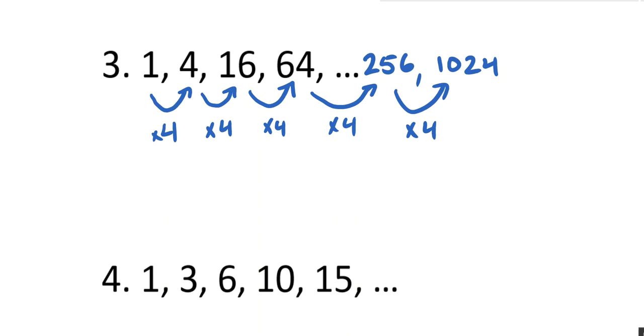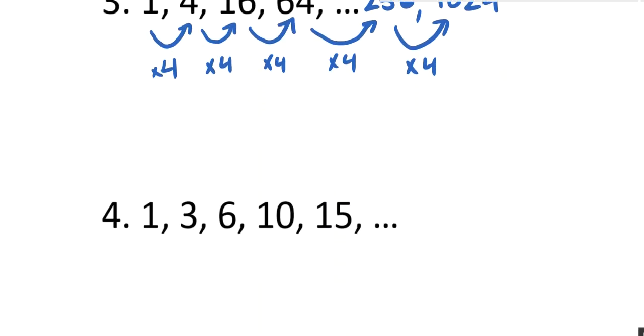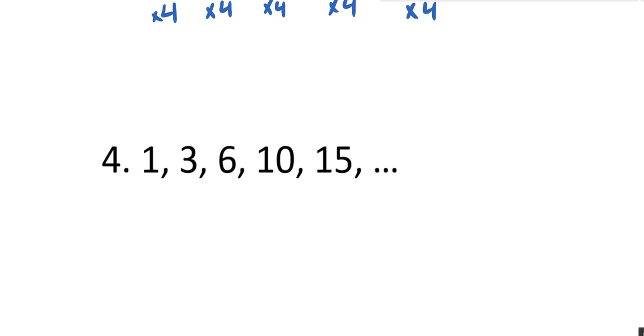All right, this fourth one is a little bit harder. When we look at this pattern, there's not a consistent difference between the terms, meaning we're not adding something to get each subsequent term, and we're also not multiplying. But if we look at the difference between these two terms, it looks like we add 2 here. To go from the second term to the third term, we add 3. To go from the third to the fourth, we add 4. From the fourth to the fifth, we add 5.